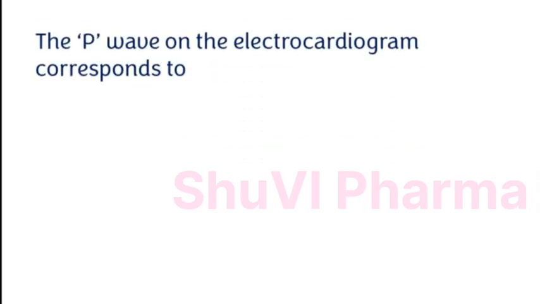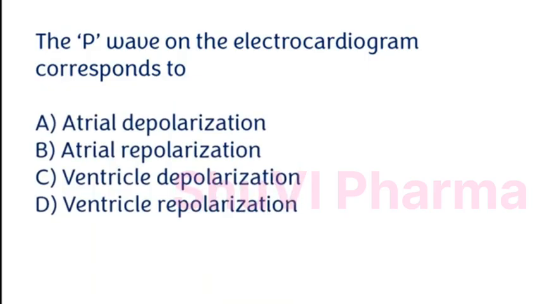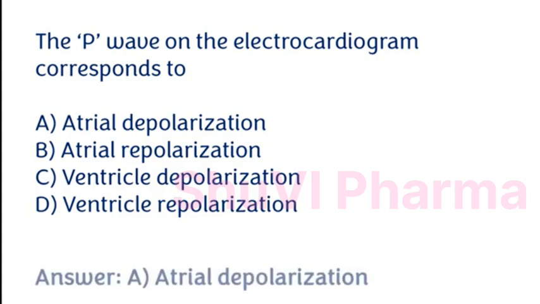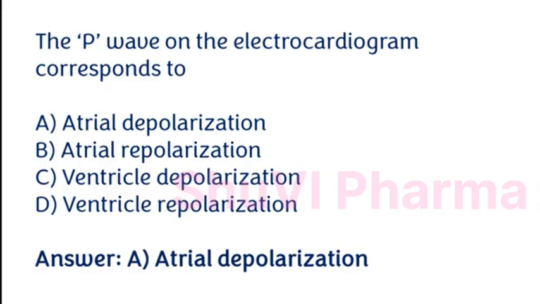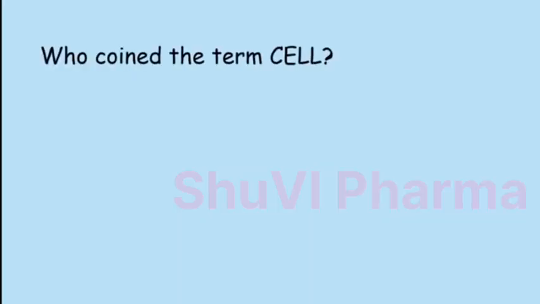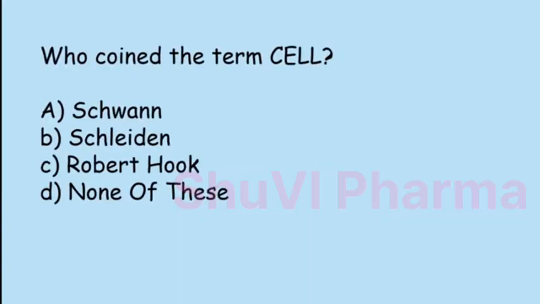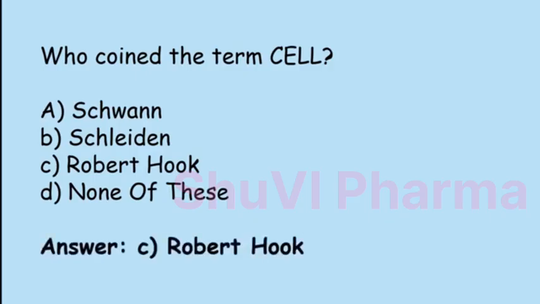The P wave on the electrocardiogram corresponds to atrial depolarization, atrial repolarization, ventricle depolarization, ventricle repolarization. The correct answer is option A. Atrial depolarization. Who coined the term cell? Schwann, Schleiden, Robert Hooke, none of these. The correct answer is option C. Robert Hooke coined the term cell.